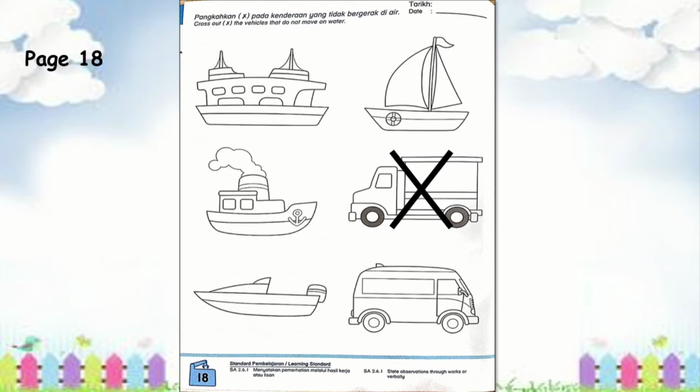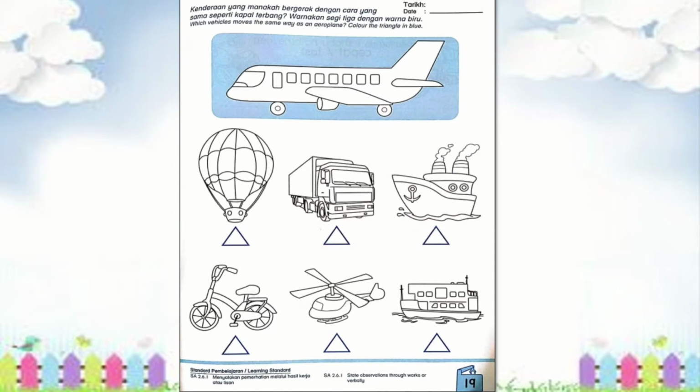So we have two more pictures there, a boat and a van. Can you answer the right one? So can you answer that, students? You should cross out the vehicle that does not move on water. Very good. Now let's move on to page number 19. So we have done the vehicles that move on land and also on water. Now these are the vehicles that move in air.